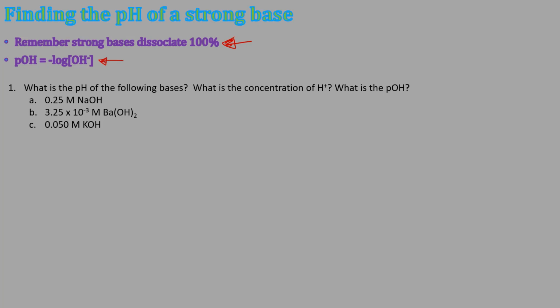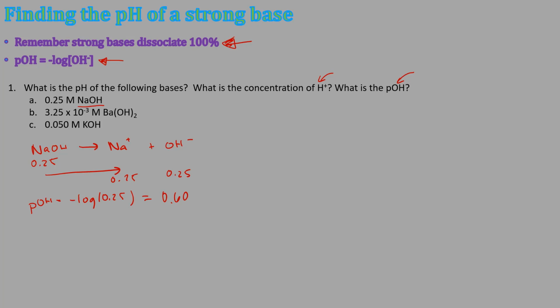So we want to find the pH of the following bases, and we also want to find the hydrogen ion concentration and the pOH. Since this is a strong base, NaOH, it dissociates 100% in water to produce sodium ions and hydroxide ions. If we have 0.25 molar of sodium hydroxide, it completely dissociates and we get 0.25 molar sodium ions and 0.25 molar of hydroxide ions. To find the pOH, it would simply be the negative log of the hydroxide concentration, 0.25, and we would end up getting 0.60.